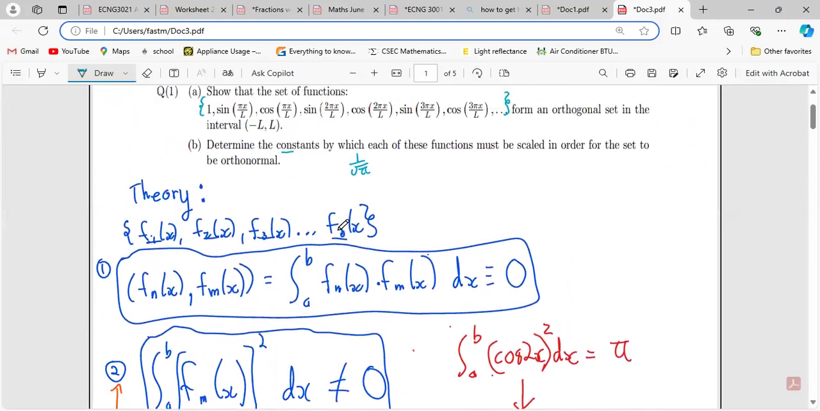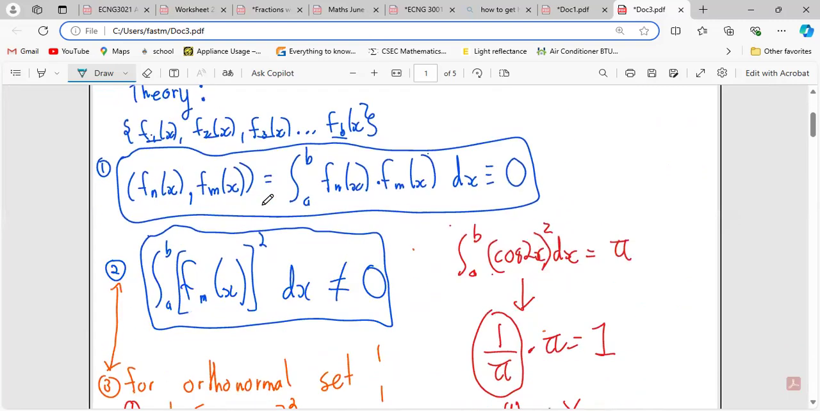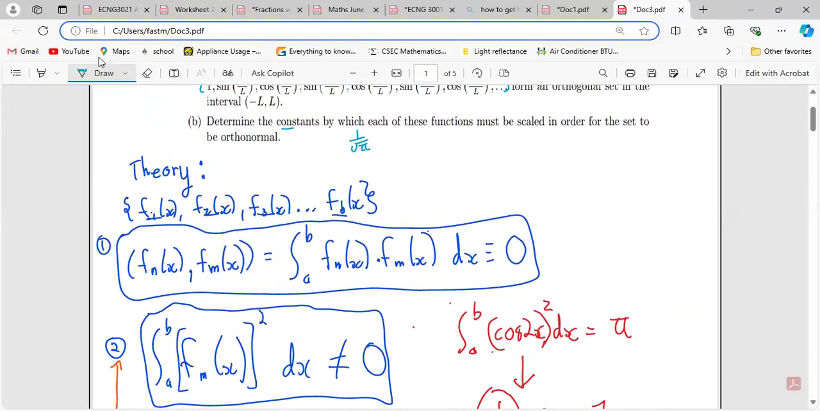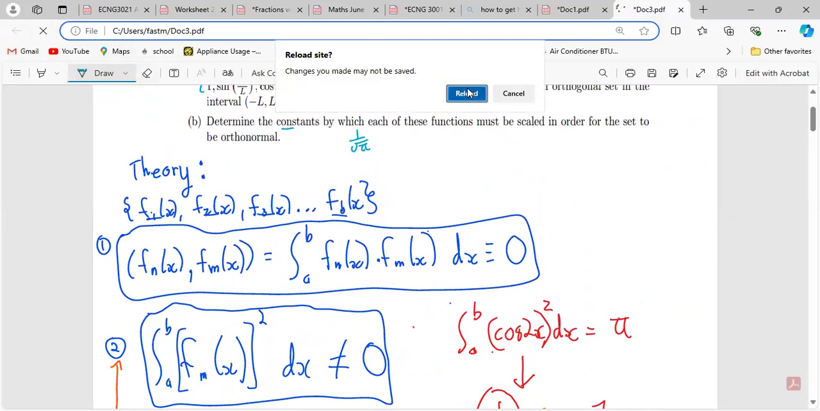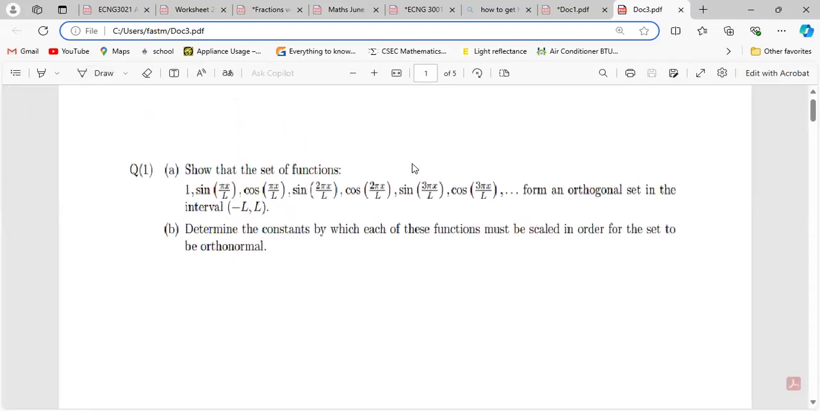No problem. So I clear this. I want to do the question, right? So let me just reload the page. Right, so there you go.